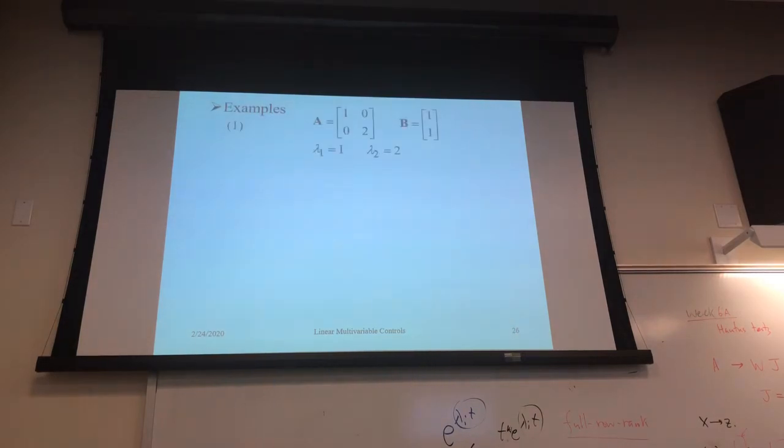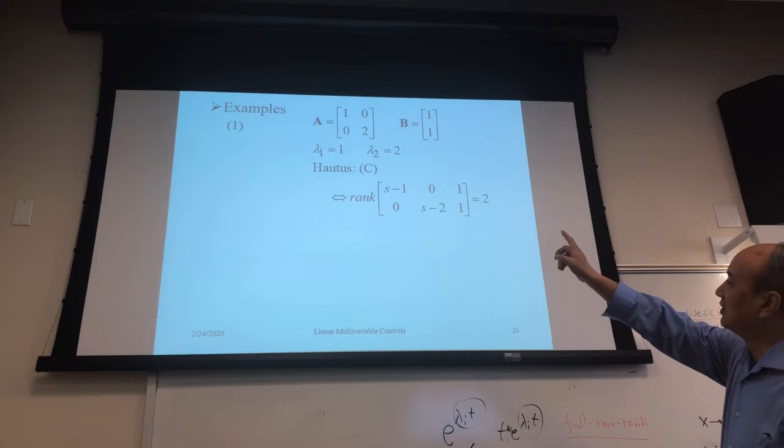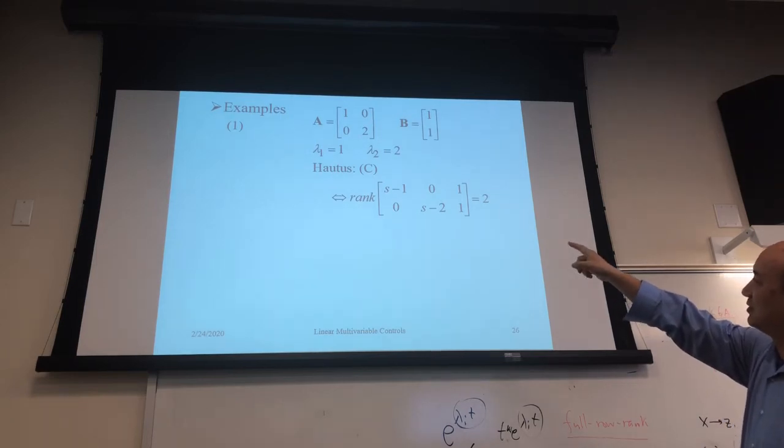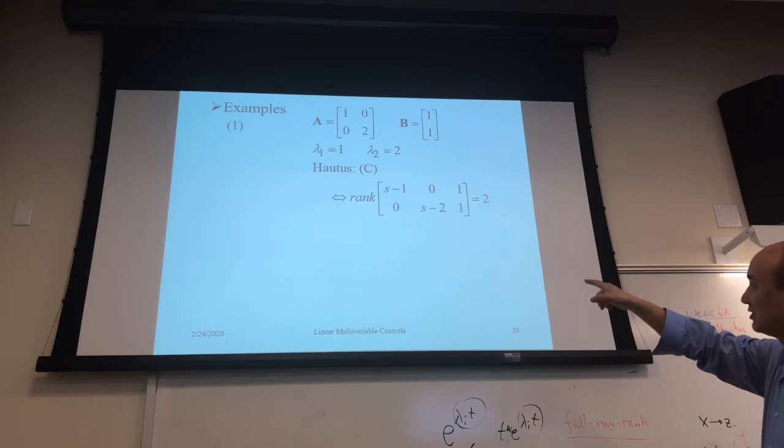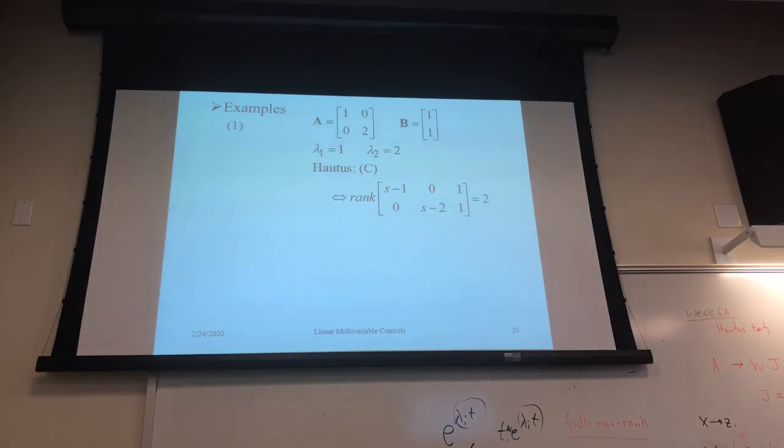The first example, we have seen this already. Is this controllable? Yes, we can see this is controllable because there's no row in B that is 0. But according to the Hautus test, let's do it. sI minus A, stacked with B. So you get a 2 by 3 matrix with parameter S. In this case, what's the rank? That means no matter what S you put in, the rank is always 2.